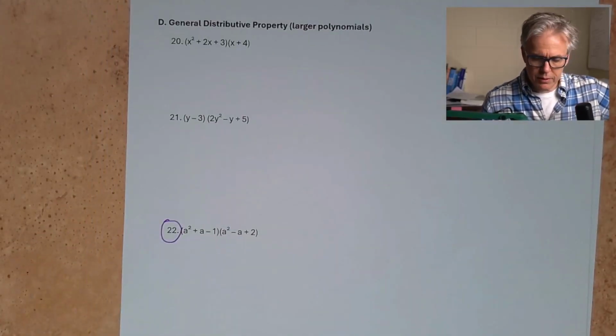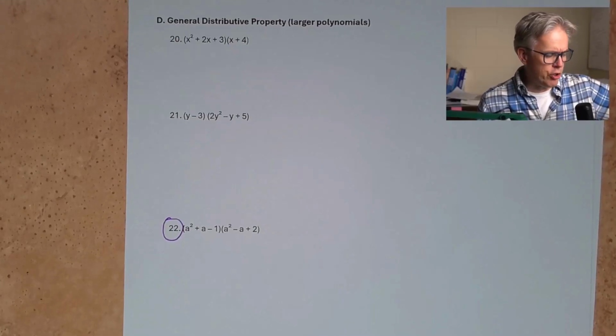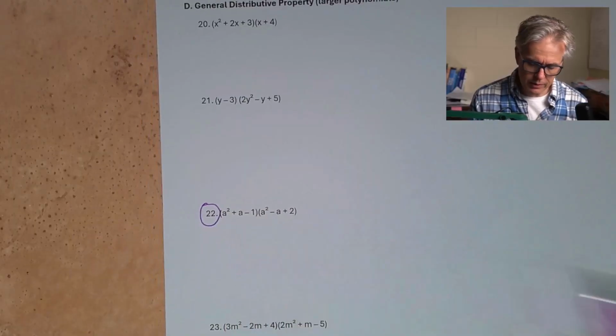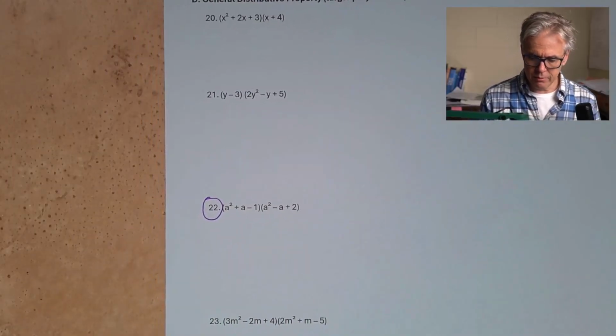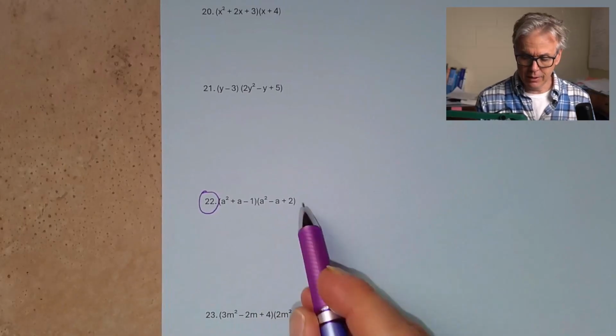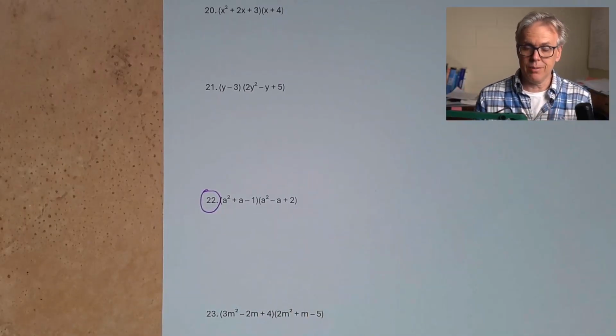Okay, let's do another one. This is sort of larger polynomials, and we can do this, any of these. I've just picked one at random, number 22. We have two trinomials, and we're multiplying together. So we have 3 terms times 3 terms. So I know at the very end, well, at least this first step, I should have 9 terms.